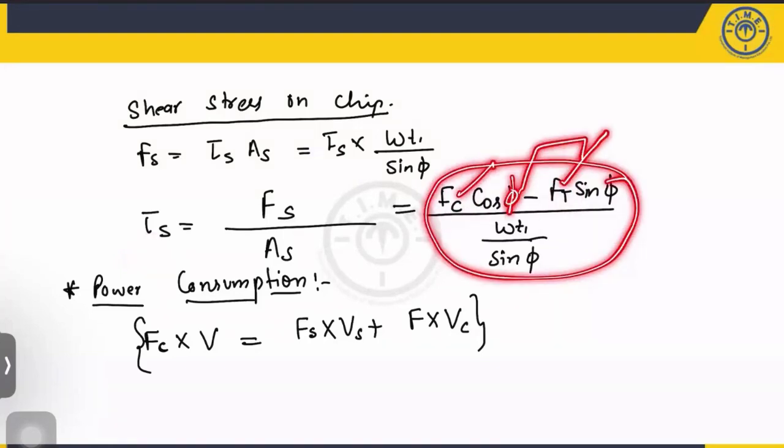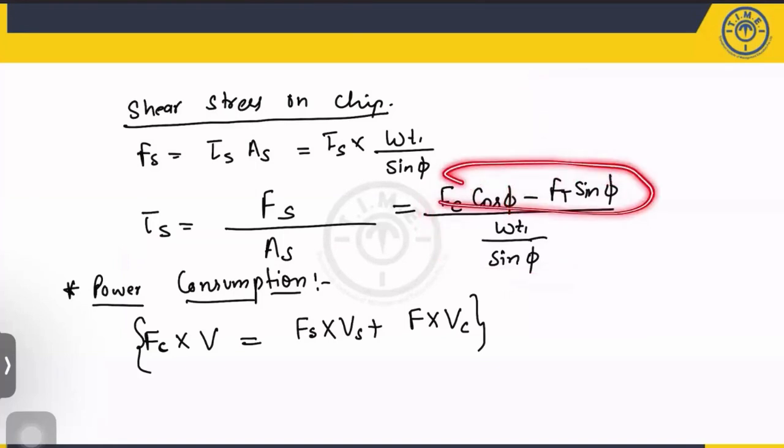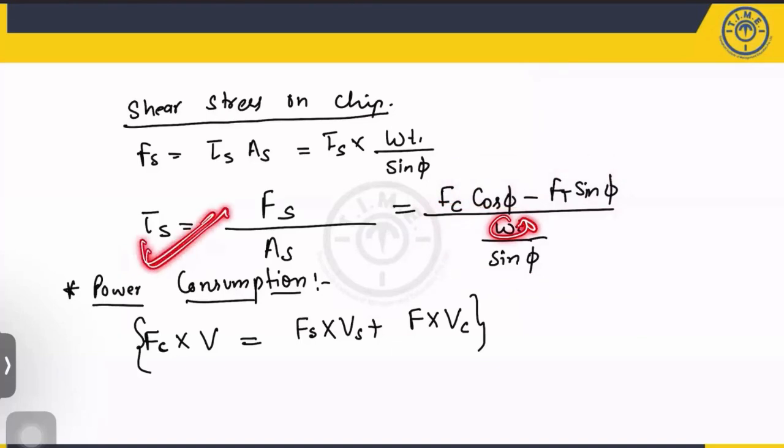Phi value you can calculate, which I have already discussed, tan phi = r cos alpha / (1 - r sin alpha). That means these are known to you. W and T1 also they will give you. Then you can easily calculate shear strength. Now the next thing is, what is the power consumption?